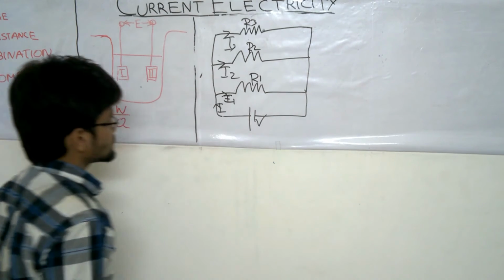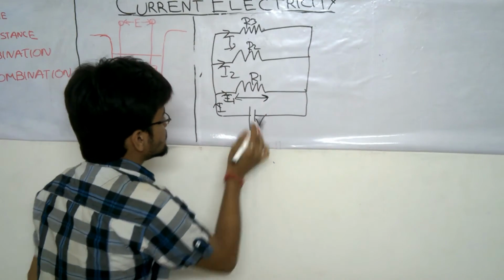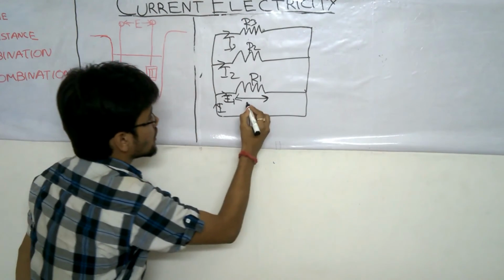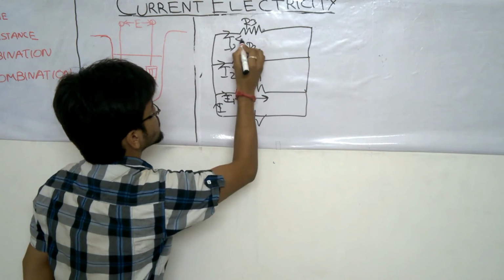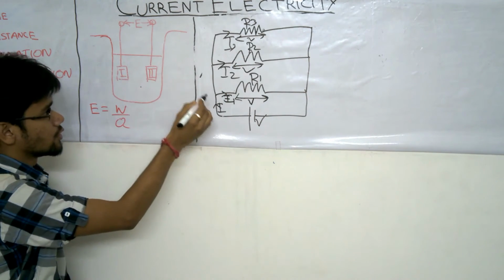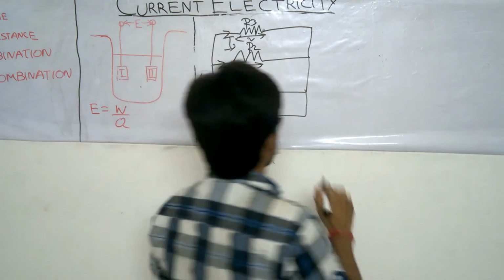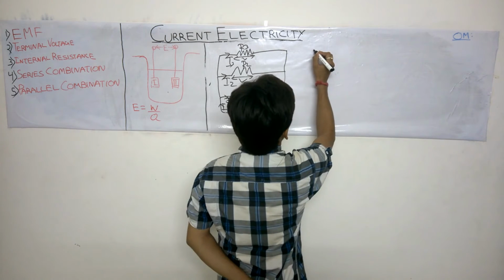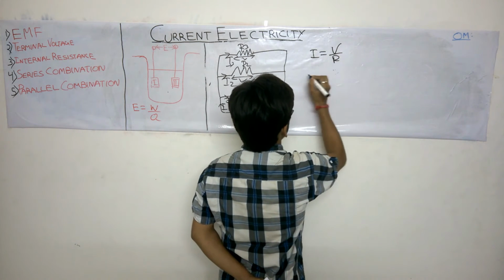Okay. Now here, since the combination is in parallel, it will have the same voltage. You can see the same voltage across all the resistances. We have the same voltage since the combination is in parallel. Okay. So now we'll take I is equal to V by R, as we know by Ohm's law.